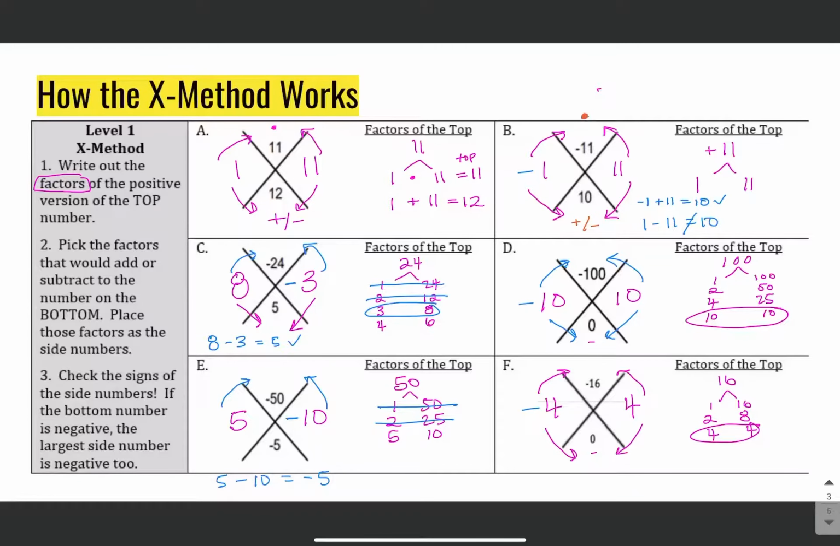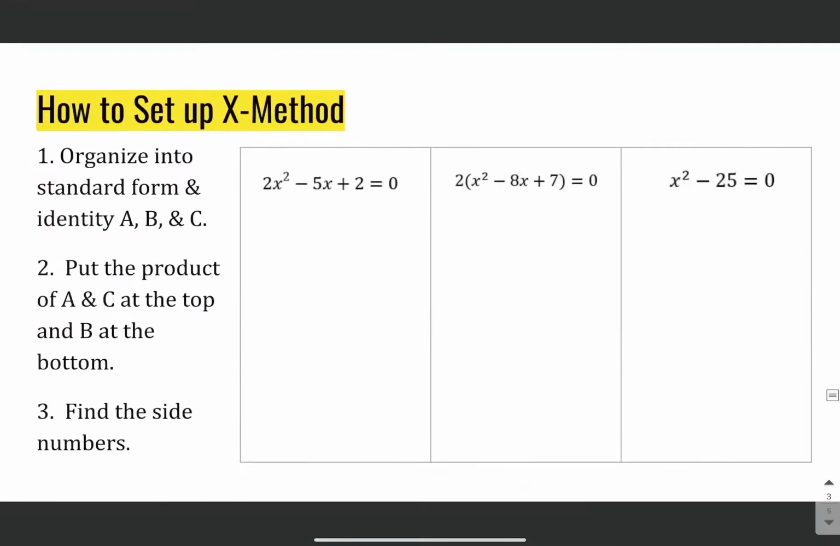Okay, now for all of these problems so far, we've had some of them where it's just one negative, we have some where there's no negative, and there are times that you have both of them that are negative. And we'll see a couple of those. All right, so this is how our X method works. Now let's go on to the next piece.